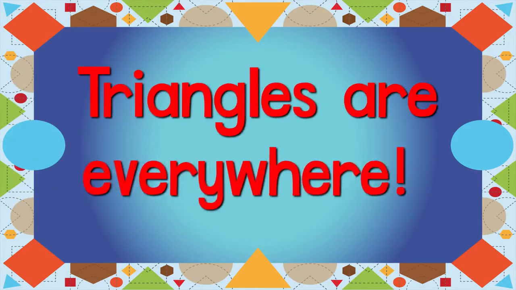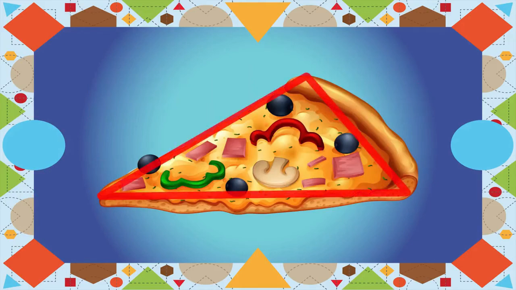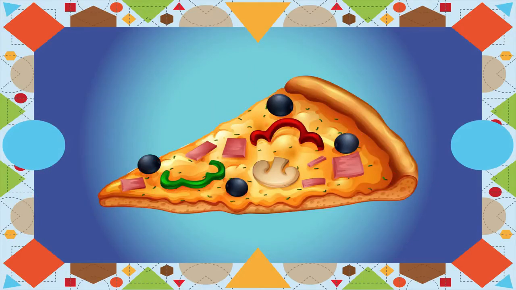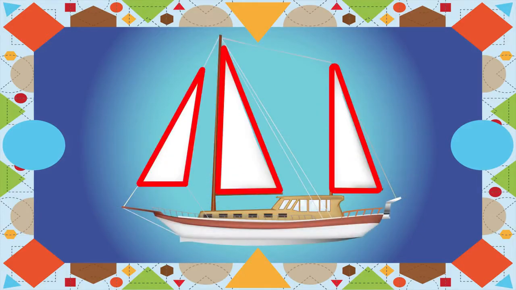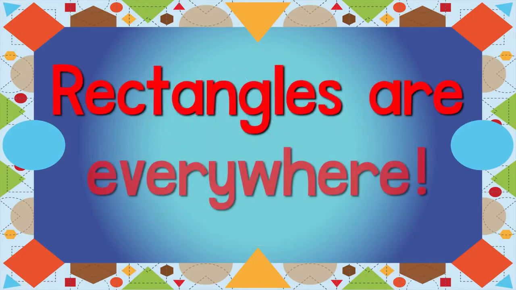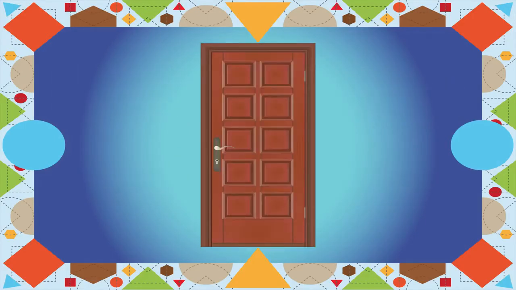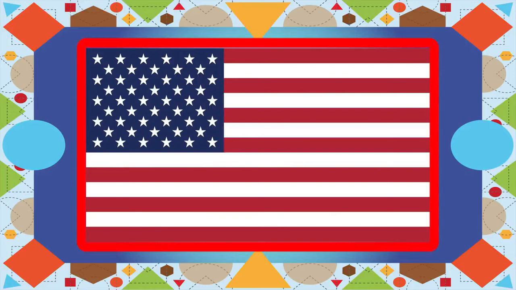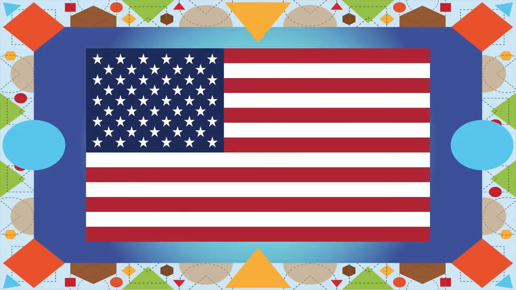Triangles are everywhere. A pizza slice can have the shape of a triangle. It tastes so good to eat. A sailboat sail can have the shape of a triangle. It helps you sail the sea. Rectangles are everywhere. A door can have the shape of a rectangle. It can open and it can close. Our flag is a rectangle. It waves proud wherever you go.